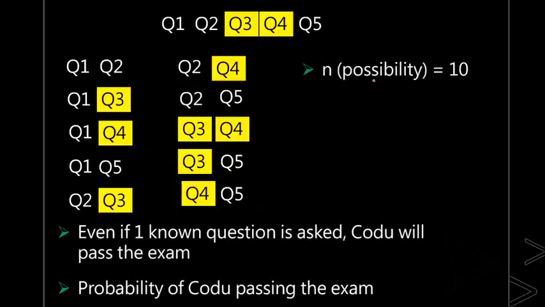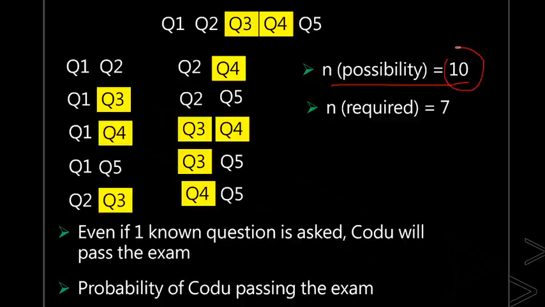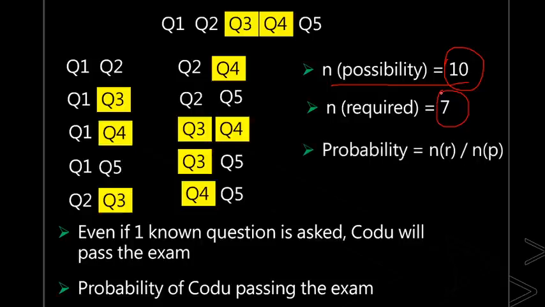Okay, so number of possibilities. What is the total set of possibilities? Totally we have 10 possibilities. So the number of possibilities is 10. And what is our requirement? Requirement is 7 because in 7 chances he will pass the exam. Can you understand this? In 10 ways I can choose the questions. In 7 ways he will pass the exam. So what is the probability of passing the exam? Probability is n(r) divided by n(p), which is 7 by 10. I hope it's clear up to this. Probability is 7 by 10.